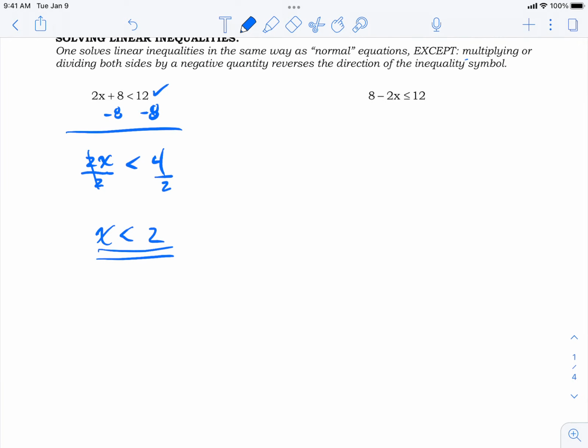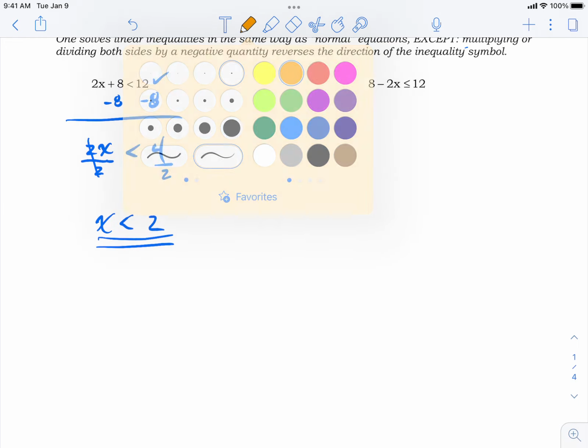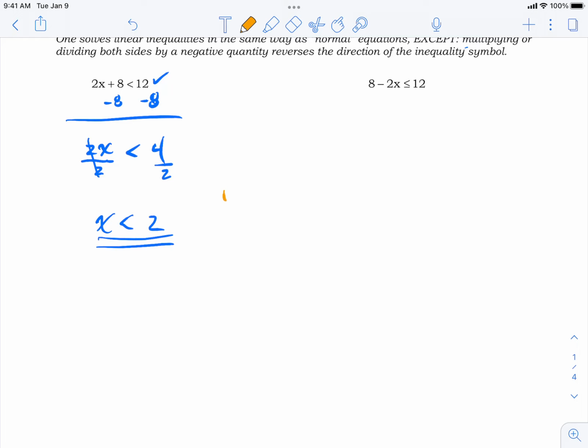It works for all numbers less than 2. If you want, you can try some real quick. Yeah, you're saying that if I try a 1, it'll work? Well, let's see. 2 times 1 is 2. 2 plus 8 is 10. And yes, 10 is less than 12. Yeah, you're right. It worked.